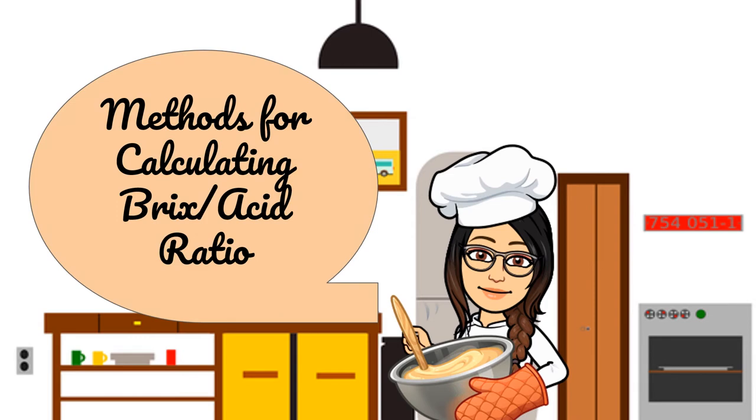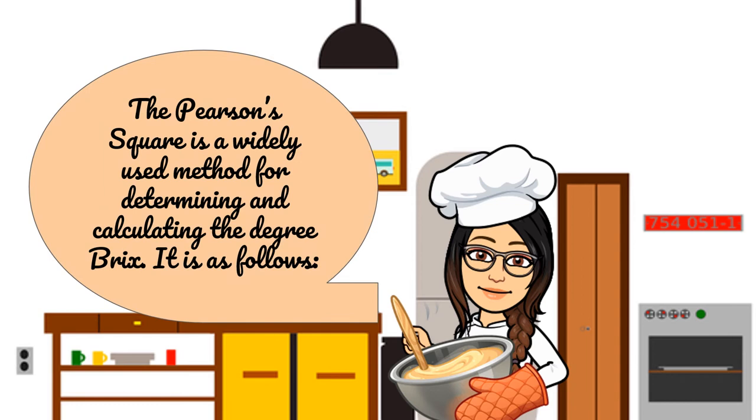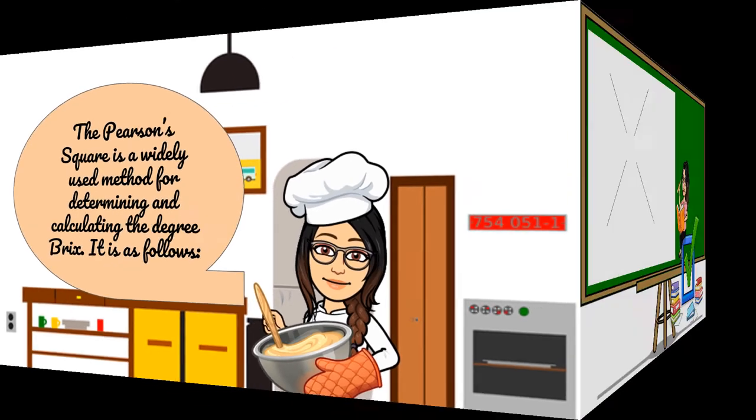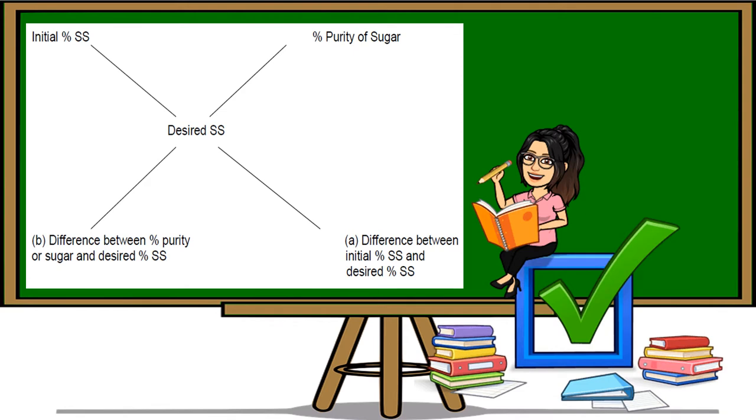Methods for calculating Brix acid ratio. Sugar concentration. The Pearson square is a widely used method for determining and calculating the degree Brix. It is as follows. We write the initial soluble solid, the percent purity of sugar, the desired soluble solid, the difference between initial soluble solid and desired soluble solid, and the difference between purity of sugar and the desired soluble solid.